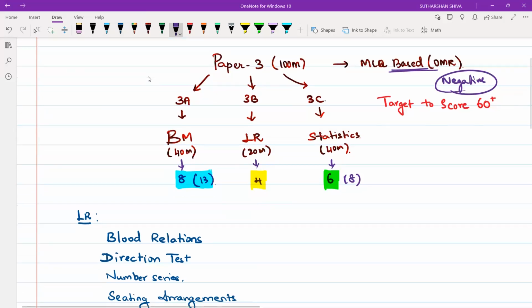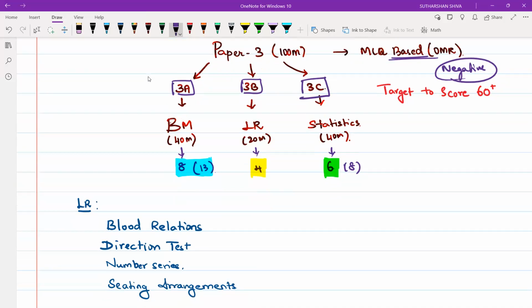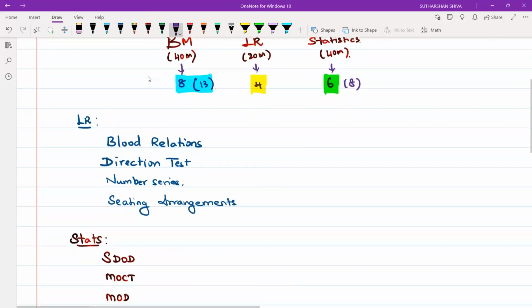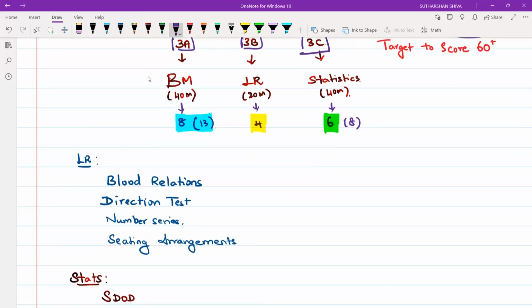This paper is divided into 3 sections, that is 3A, 3B, and 3C. 3A is business mathematics, 3B is logical reasoning, 3C is statistics. That is for 40, 20, and 40 marks. It has been given as 4:2:4. Or even you can tell it as 2:1:2. That is also possible.